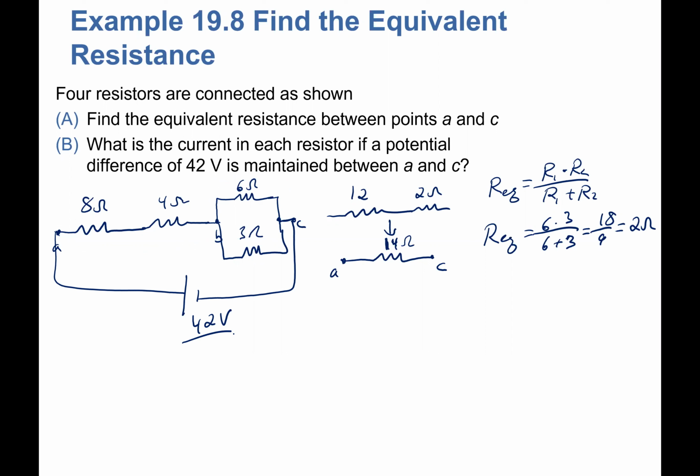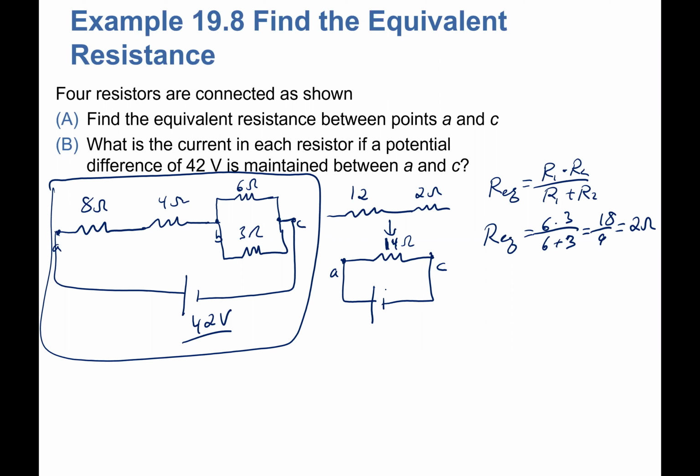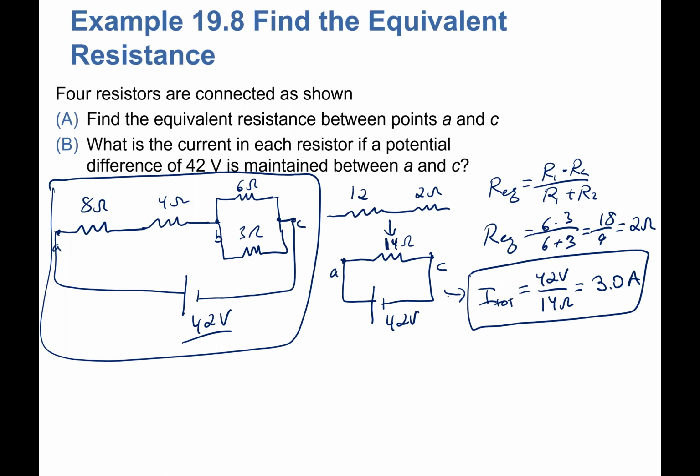Okay, because what I can do here is assume that this picture is equivalent to this one here with 42 volts. All those resistors together are the same as this one resistor of 14 ohms connected to the 42 volts, right? That means I can use this to calculate total current, which is total voltage, 42 volts, over the total resistance, 14 ohms. And that will give me 3 amps. Okay, that's the total. That means that's the current coming from the battery.